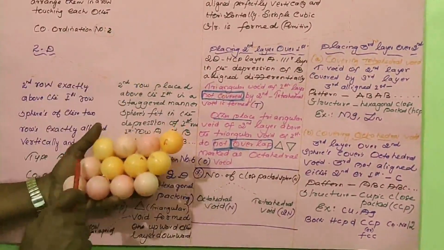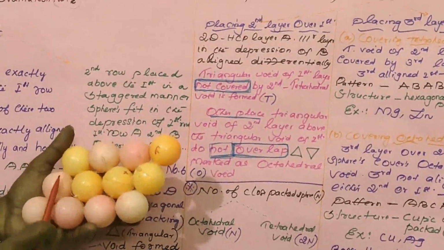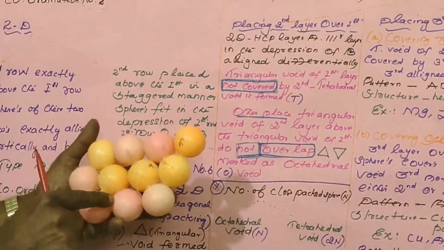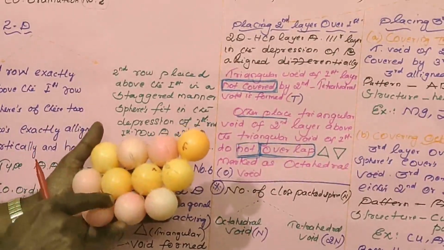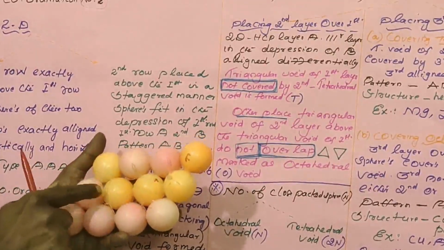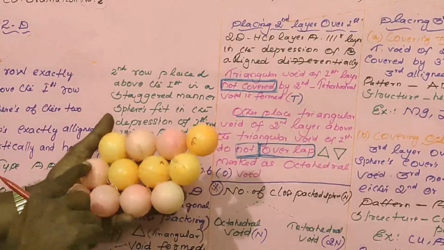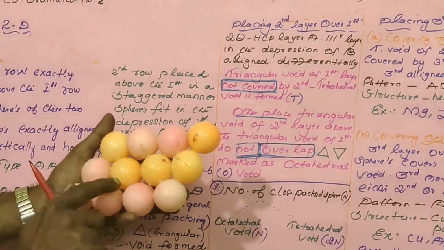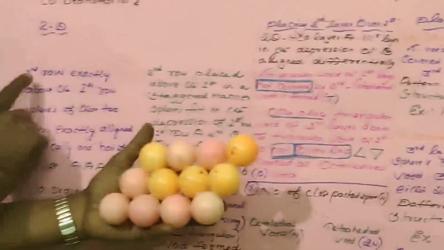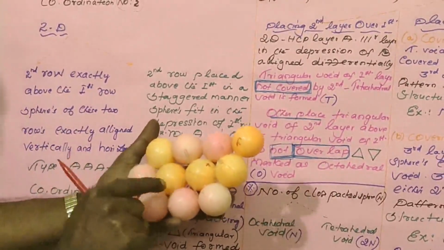In another way, the second row is placed staggered, that is, the second row is in the depression of the first row. So this is entirely different from the previous one. This type of arrangement is known as AB arrangement, where the second row is in the depression, in a staggered manner.